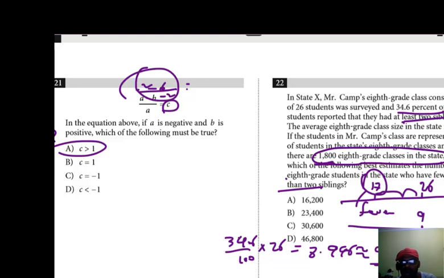So to approximate the number of 8th grade students in the state who have fewer than 2 siblings, I should multiply this by 1800. So when you multiply this, it's close to 17 times 1800. So this will be the approximate answer for this question.